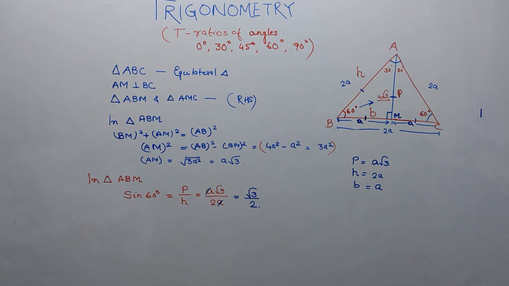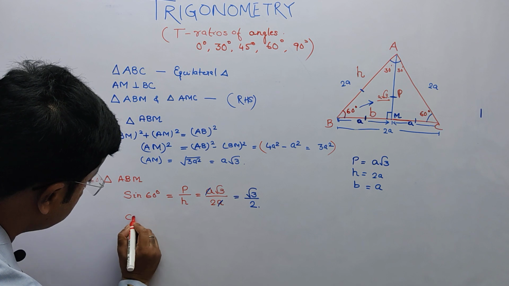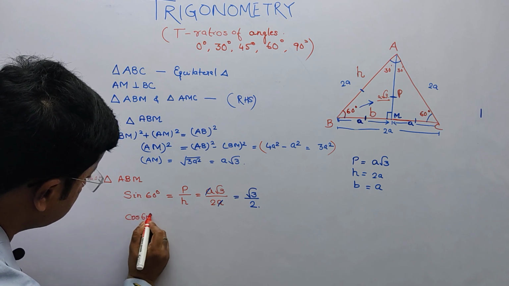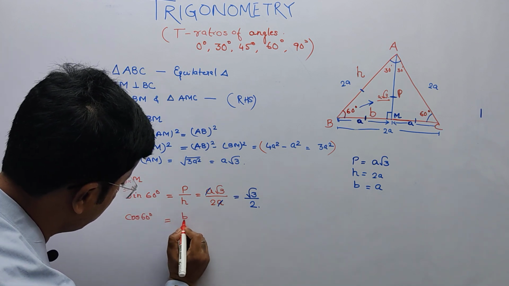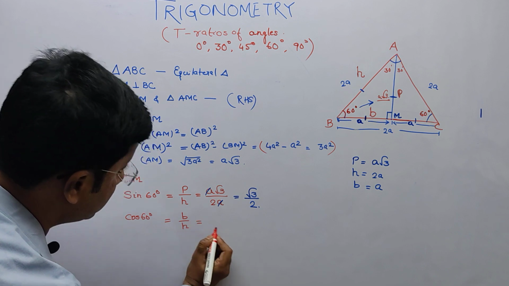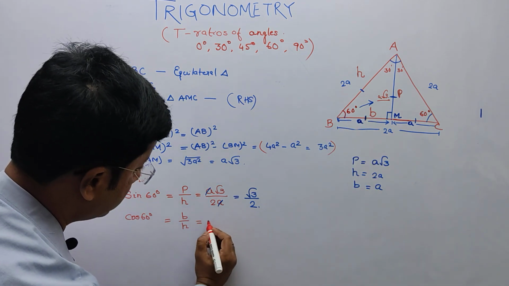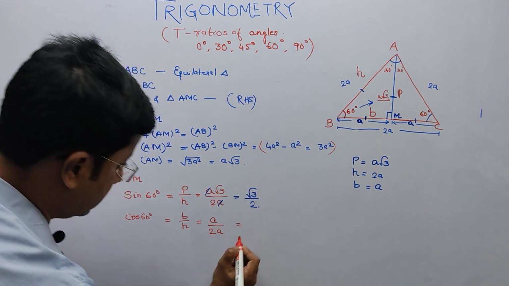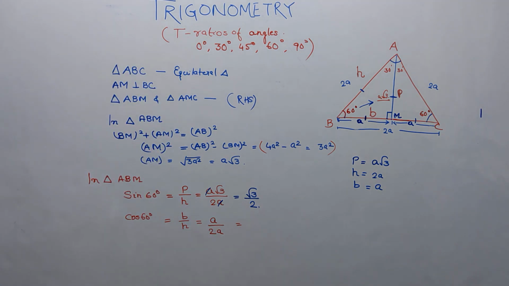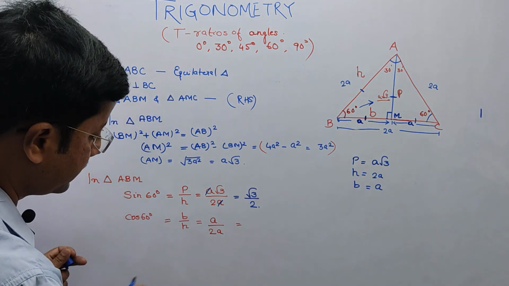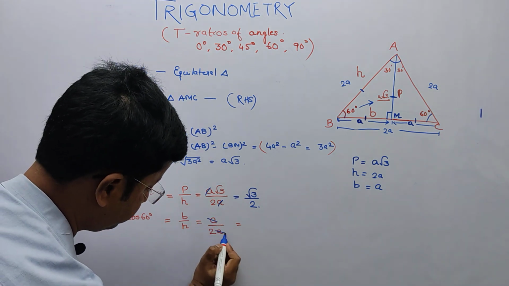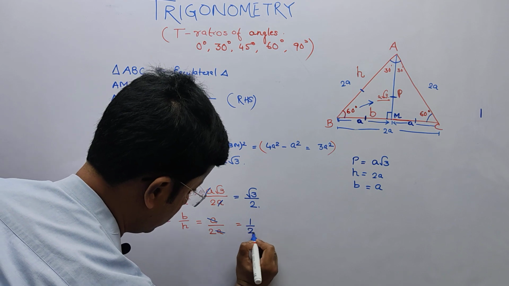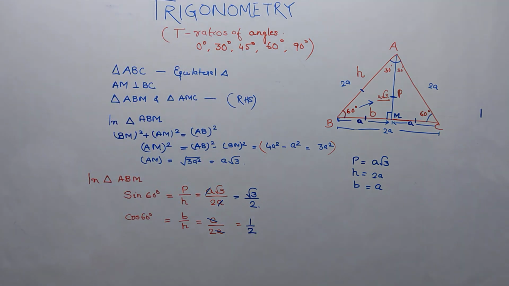Now cos 60, we are finding here cos 60 degree. Cos 60 is what? Base upon hypotenuse. What is base here? A. Hypotenuse is 2a. How much will you get? A and a got cancelled, 1 by 2, right. Sine, cos.